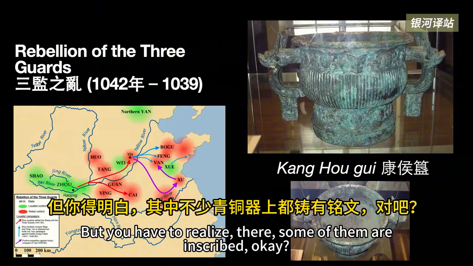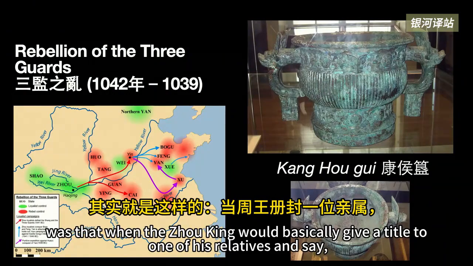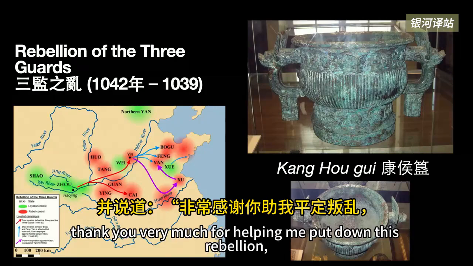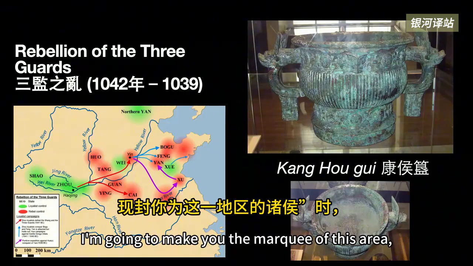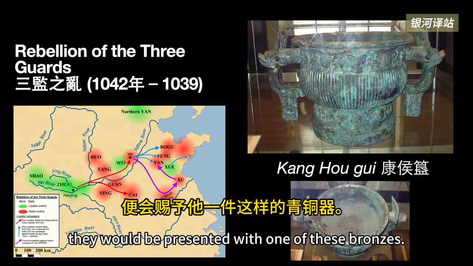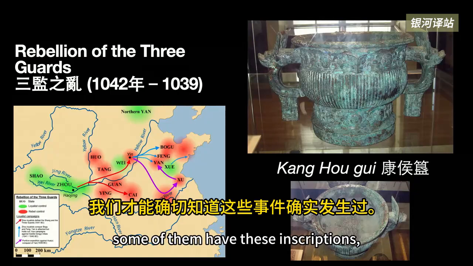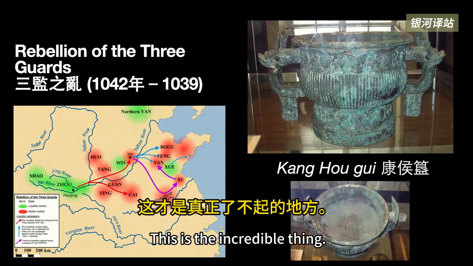But you have to realize, some of them are inscribed, okay? And what it basically was that when the Zhou king would give a title to one of his relatives and say, thank you very much for helping me put down this rebellion, I'm going to make you the marquis of this area, they would be presented with one of these bronzes. And because some of the bronzes have these inscriptions, we actually know that these events happened. This is the incredible thing.